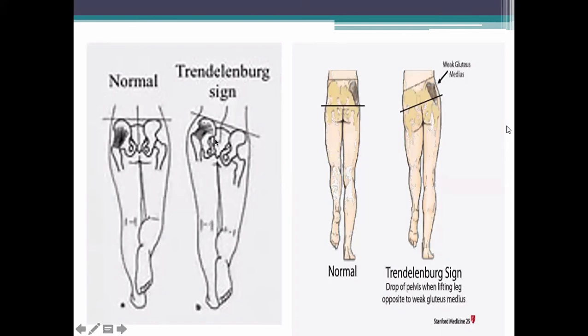So this is a positive Trendelenburg sign. There is a drop of the pelvis when lifting the leg opposite to the weak gluteus medius muscle. The opposite side will sink when the patient stands on one leg. Supposedly this is the normal. In positive Trendelenburg sign, there is sinking of the opposite side of the pelvis when he stands with one leg only.